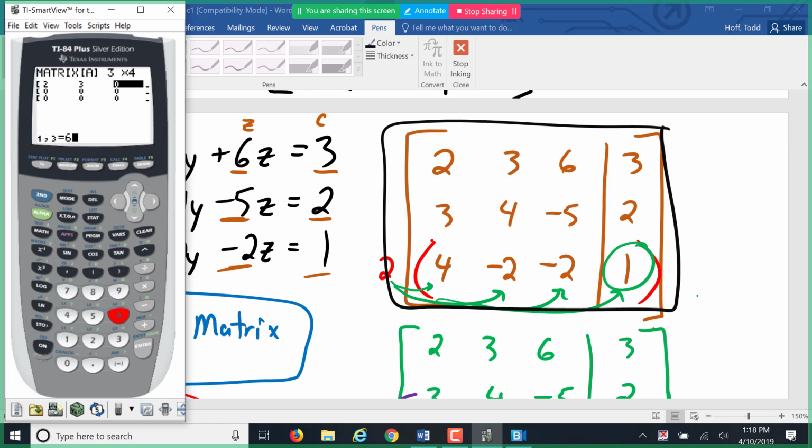2, 3, 6, 3. 3, 4, negative 5, 2. 4, negative 2, negative 2, and 1. And I can make the calculator programmed to do these row operations to create that diagonal unit matrix. The command for it, if you go to matrix, the math menu, is RREF.